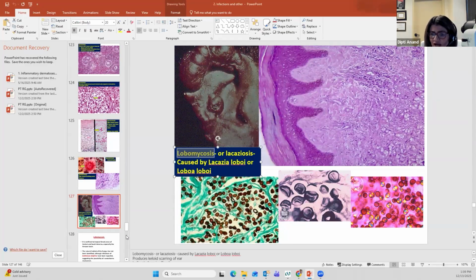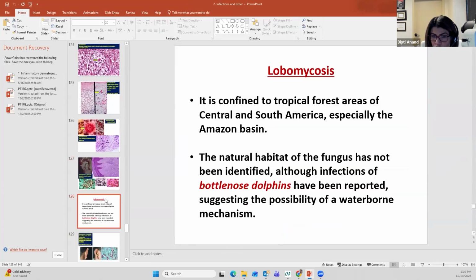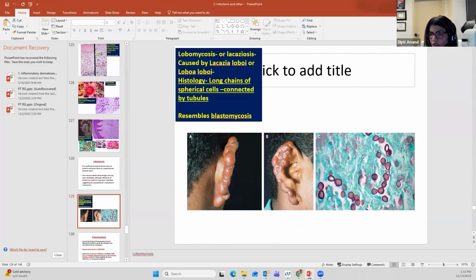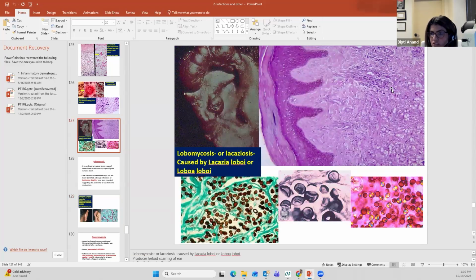Everybody knows about the keloidal scarring it produces and the bottlenose dolphins, which are the natural habitat of these organisms. And so they look like blasto, except that they are long chains connected by tubules. So they look like tubular structures which are connected to one another. But the individual ones are the same size as blasto. And they're going to occur in the background of this keloidal scarring. That's when you think about lobomycosis, it's the same organism.